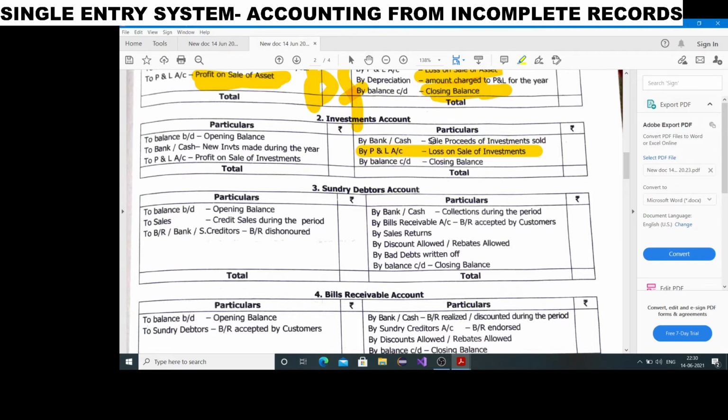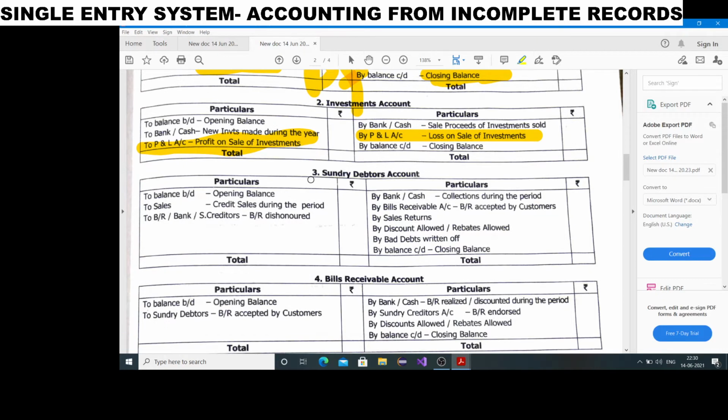The difference shows your profit or loss. If it is profit, it's shown on the debit side of investments account, to P&L account. If it is loss, we record it as by P&L account. That is, P&L account debited to investments account.